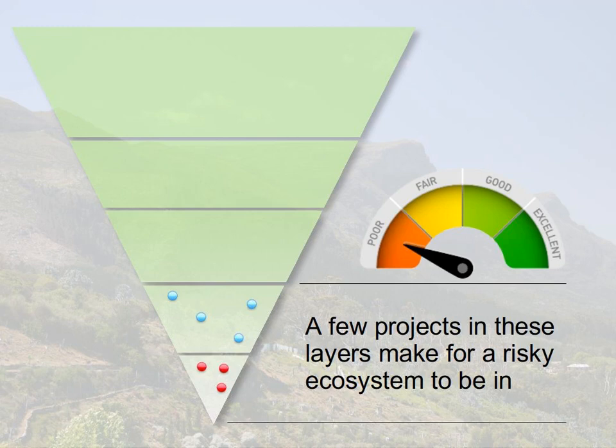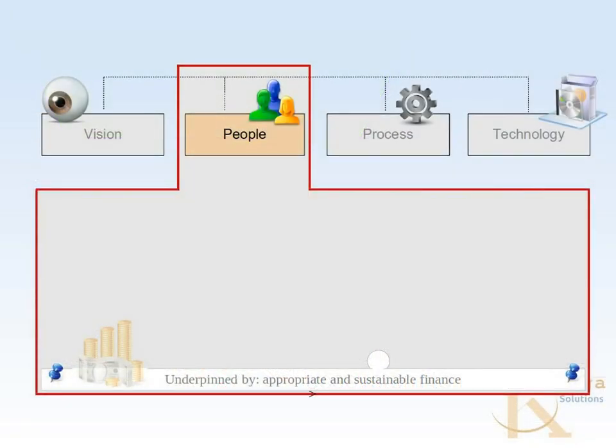And so this is where we are in South Africa. We actually only have probably one or two projects, and they're isolated projects, and only a few people know about them, and only a few people care about them. And so we're doing poorly in that altitude space as well. What about in the people box?